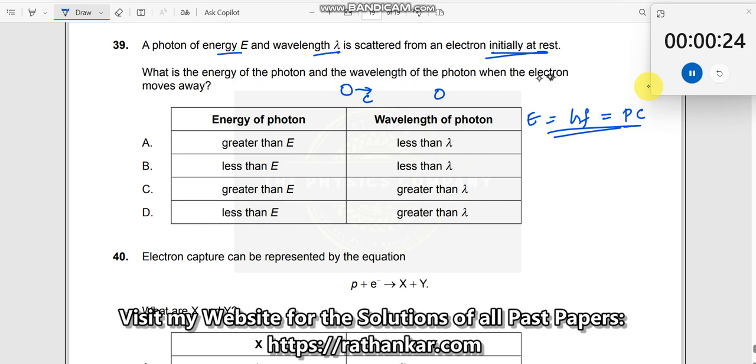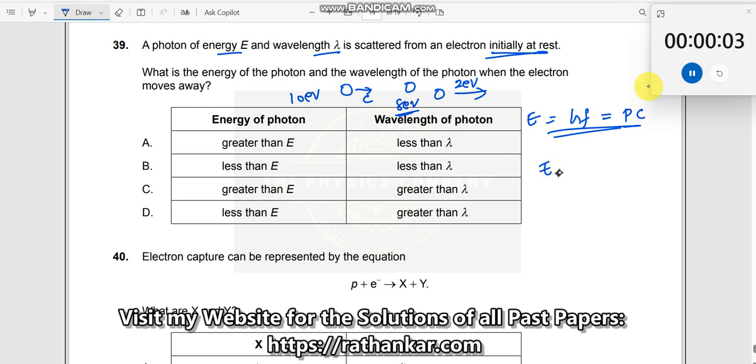Both he is asking. When the electron moves away, why does the electron move? Because the photon gives some energy to it, right? Which means, let us say a photon has something like 10 electron volt, for example. When it comes here, let us say the electron moves with an energy equal to 2 electron volt. What happens to the photon's energy? The photon's energy would become 8 electron volt, right? Which means energy is reduced.